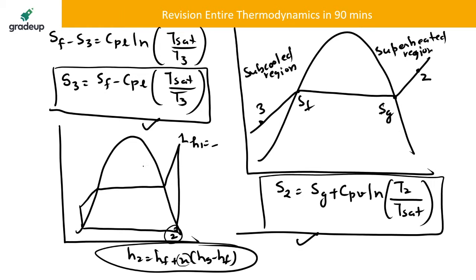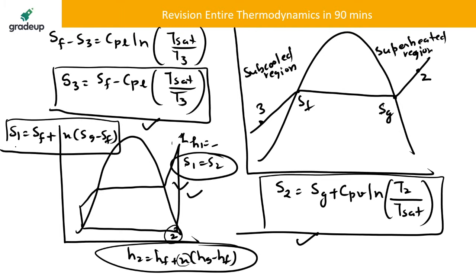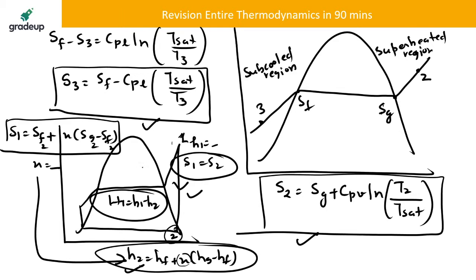And how can you find X? For finding X, you can apply S1 is equal to S2. The entropy at point 1 will be equal to the entropy at point 2. So this is how you will be solving the problems of the Rankine cycle. The entropy at point 2 will be SF plus X times (Sg minus SF). And from here you will get the value of the dryness fraction. You can put this dryness fraction here to get the value of H2. And then you apply the turbine work is equal to H1 minus H2. This is how you solve the problems of the Rankine cycle in the GATE exam.